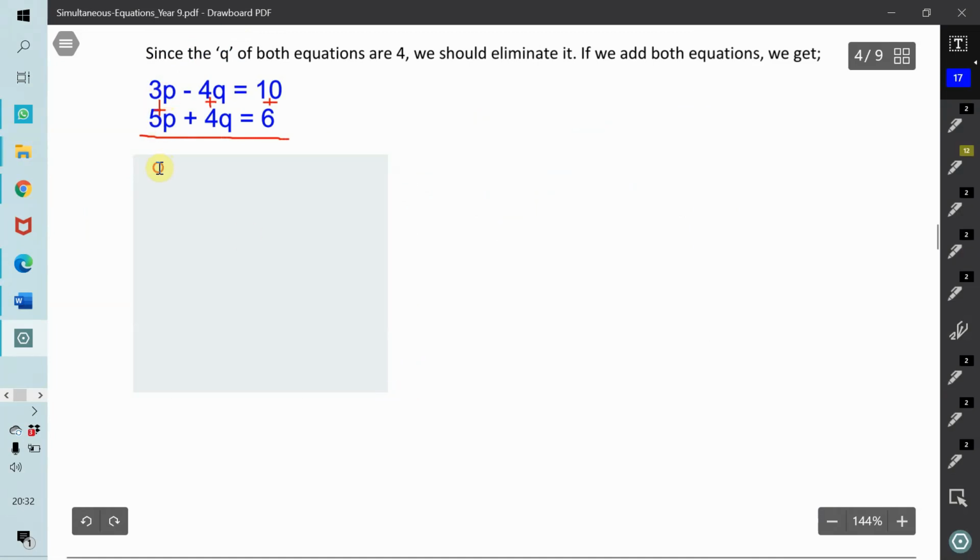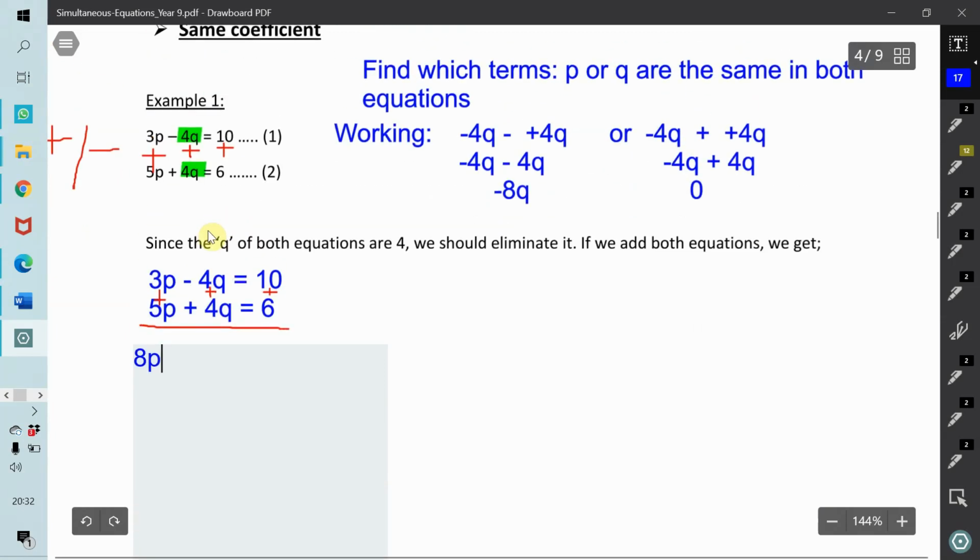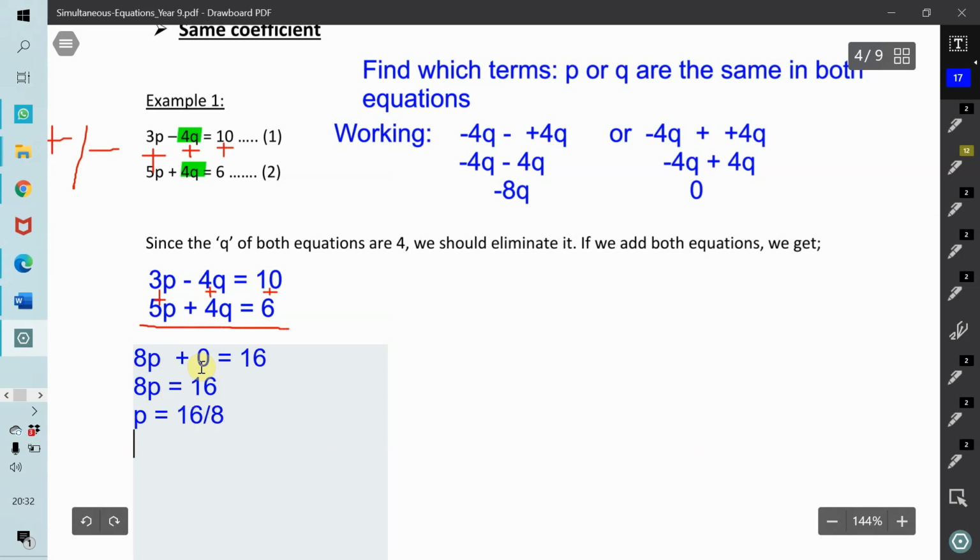5p plus 3p, what is it? 8p. We know that now minus 4 plus 4, like we did here, is plus 0, and 10 plus 6 is 16. 8p plus 0 is 8p equals 16, and this is p equals 16 division by 8, which is p equals 2.